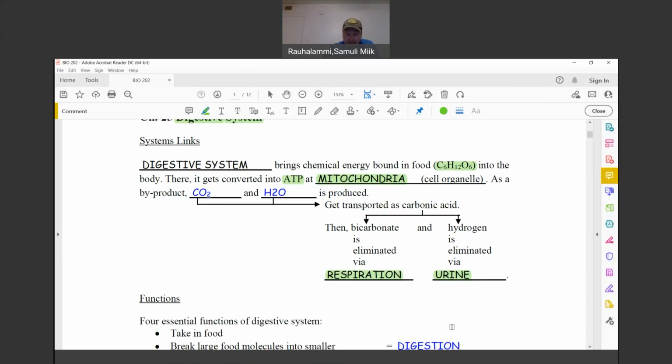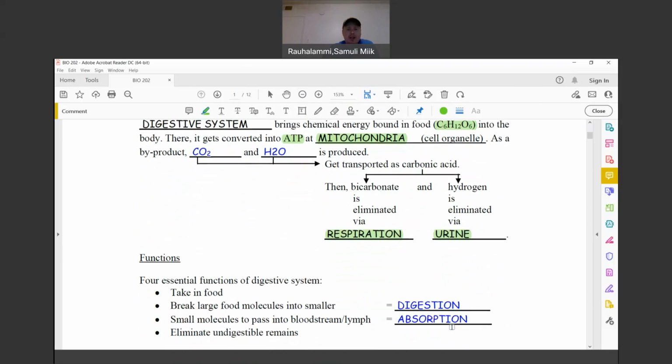Well, let's think of the functions of the digestive system. Of course, we need to take the food in. We need to break the large molecules into smaller ones. This was a concept known as digestion. And only once large food molecules have been broken into smaller ones, they are small enough that they can be absorbed into the body. So they can pass to the bloodstream and then around the body.